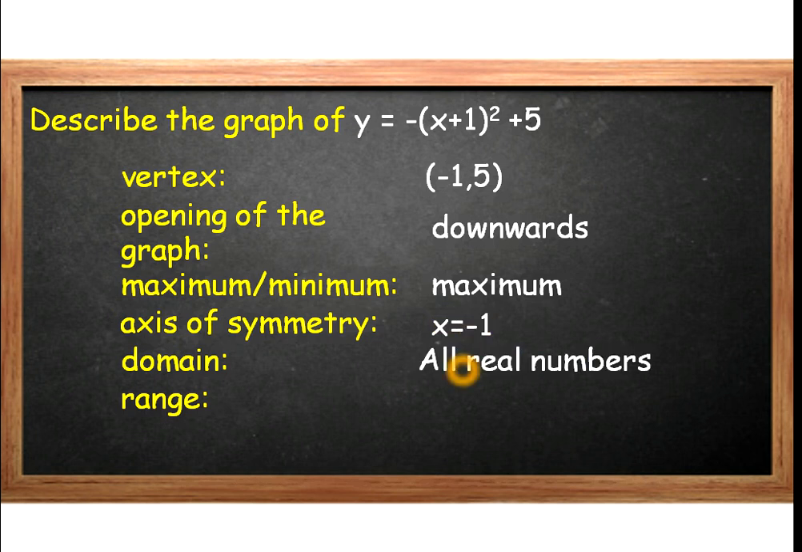The domain is always the set of all real numbers, and the range, since it opens downwards, means the set of all y such that y is less than or equal to the value of k, which is 5.